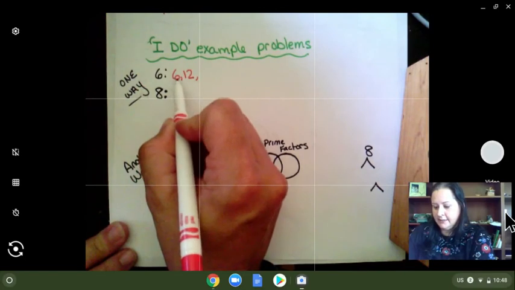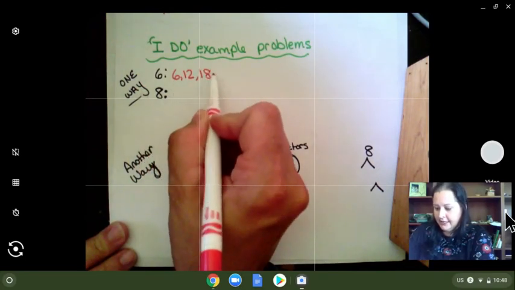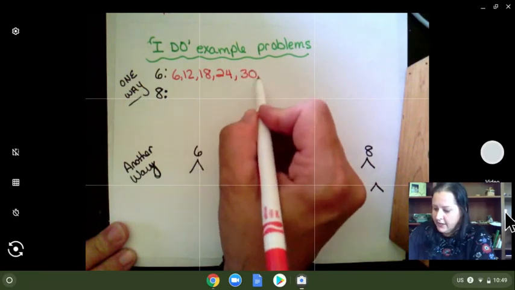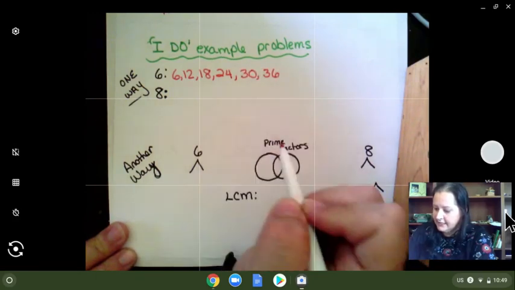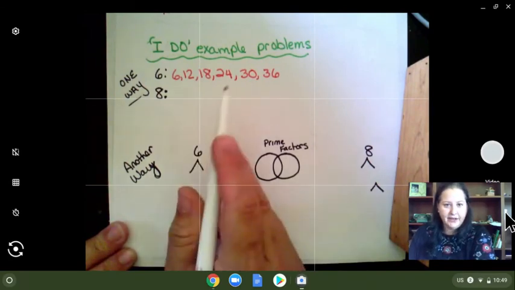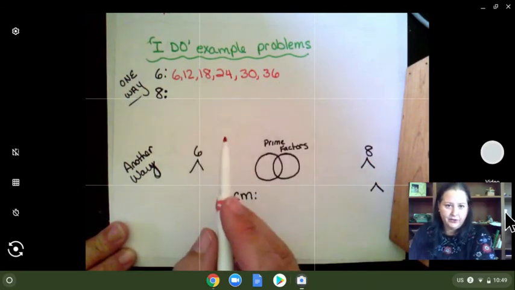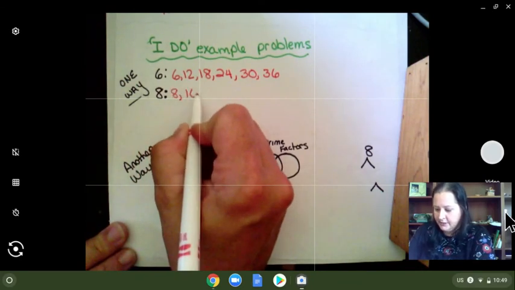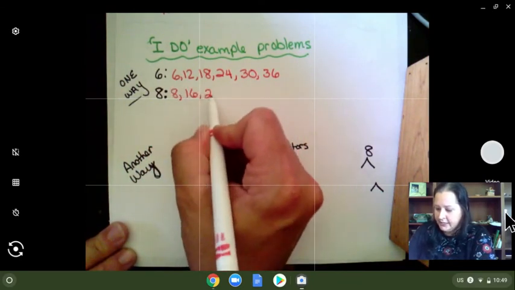This is 6 times 1, 6 times 2, 6 times 3, 6 times 4, 6 times 5, 6 times 6. And I'm going to just try my 8s and see if I can get one or if I have to go further with my 6s. So let's count by 8s now. 8. 2 times 8 is 16. 3 times 8 is 24.